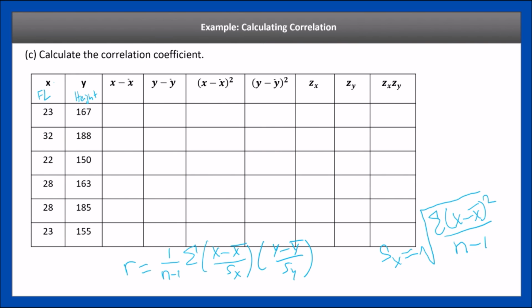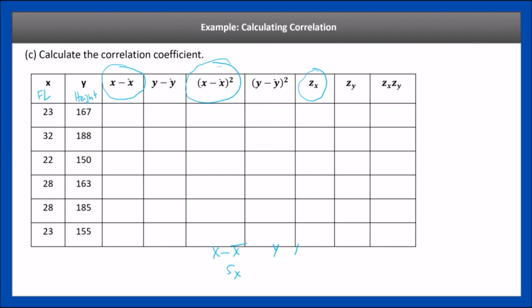So that means we need to calculate x bar, we need to calculate the deviations, x minus x bar, and then we need to calculate the square of the deviations, and then add them together and divide by n minus 1. So you can see why I included the deviations here, the deviations squared, because that's going to help us find our sx, and then use that information to find zx. And similarly, we're going to do that for zy. So there is the motivation behind the table. Now let's go ahead and do the calculations.